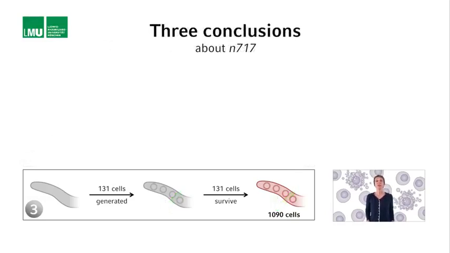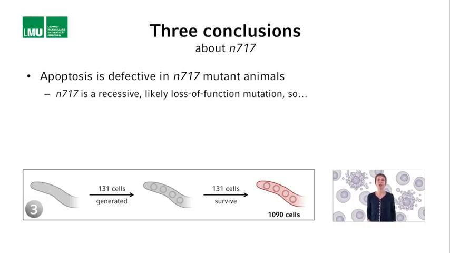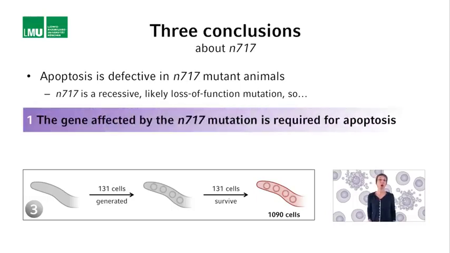These findings were significant for a number of reasons. First, the lineaging data revealed that what is defective in the N717 mutant animals is cell death, apoptosis. As I mentioned earlier, N717 is recessive and therefore most likely a loss of function mutation. The loss of the gene that is defined by N717 therefore causes a block in apoptosis. From this observation, one can conclude that this gene is normally required for apoptosis.